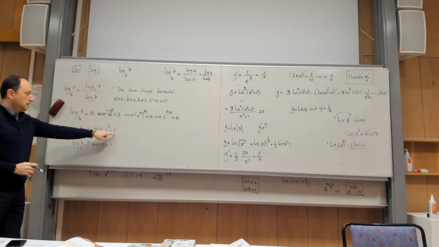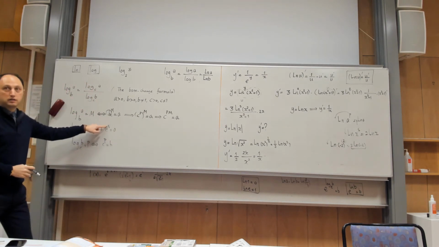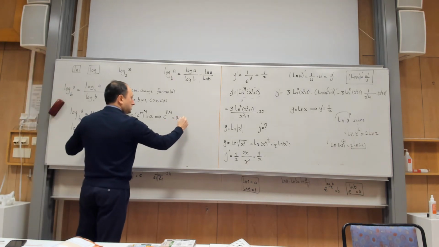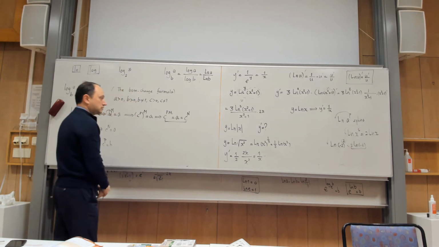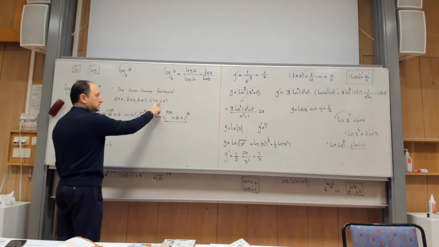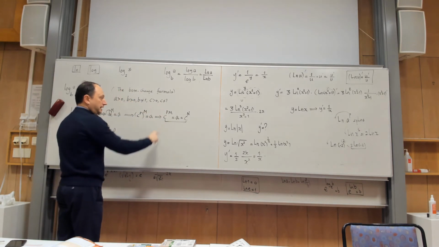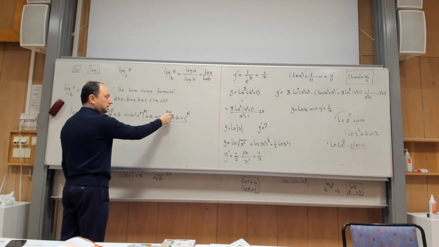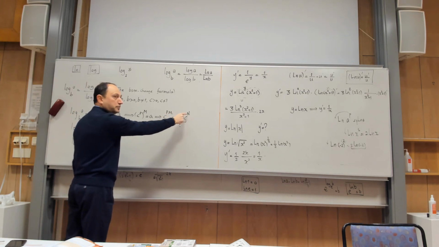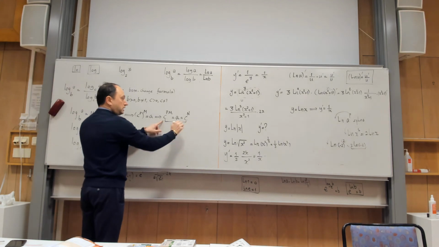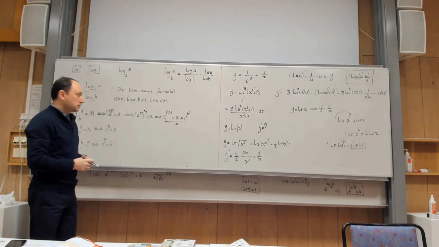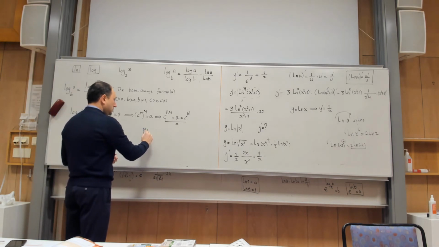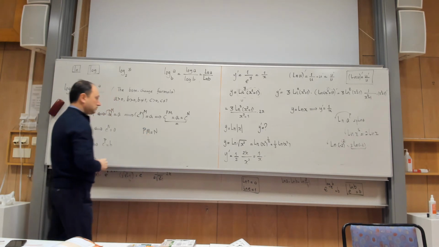But what is a? a is equal to c to the power n. So instead of a, I write c to the power n. Now compare these two results. c is positive and not equal to 1, and c to some power is equal to c to another power, and they are supposed to be equal. So what can I conclude? That pm is equal to n.